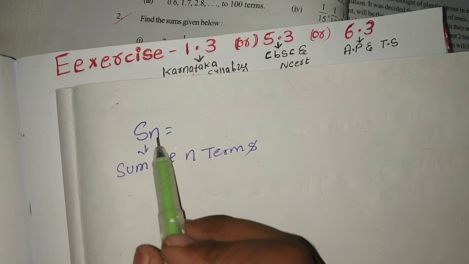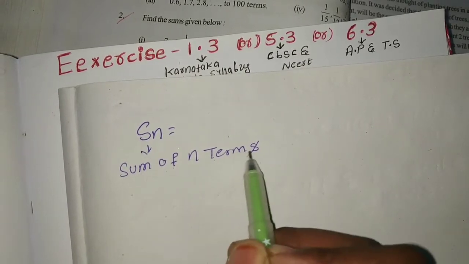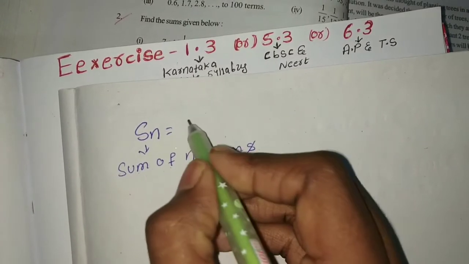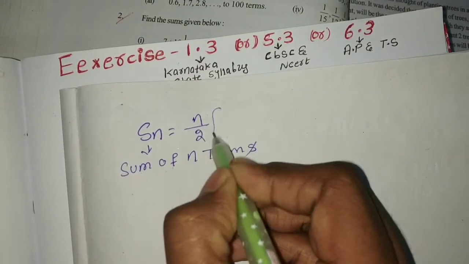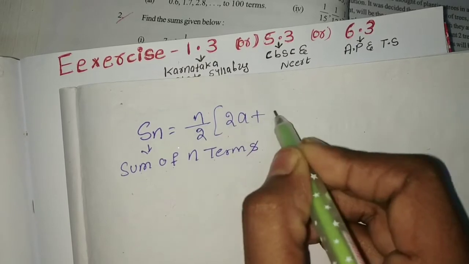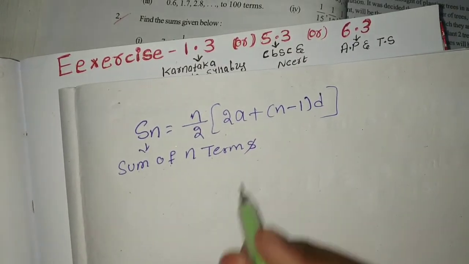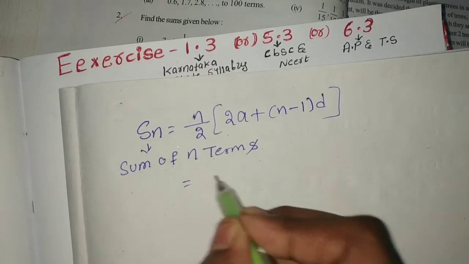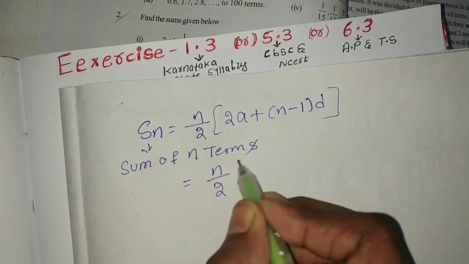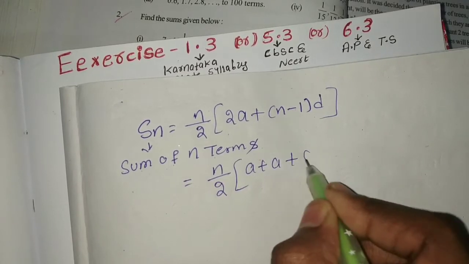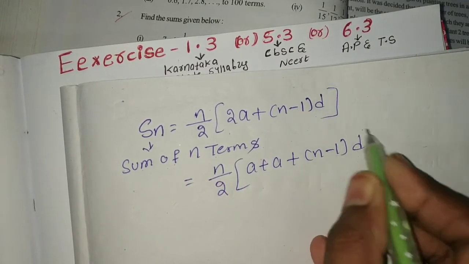See here, what is Sn? Sum of n terms. What is the formula of Sn? Sn is n by 2 into 2a plus n minus 1 into d. You have to remember this. This same formula we can write as n by 2 into, 2a can be written as a plus, a plus n minus 1 into d.